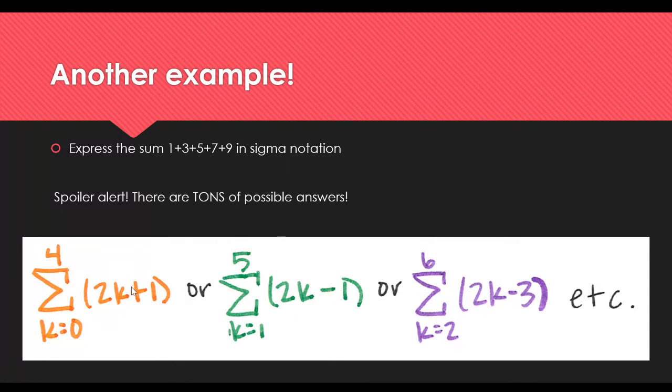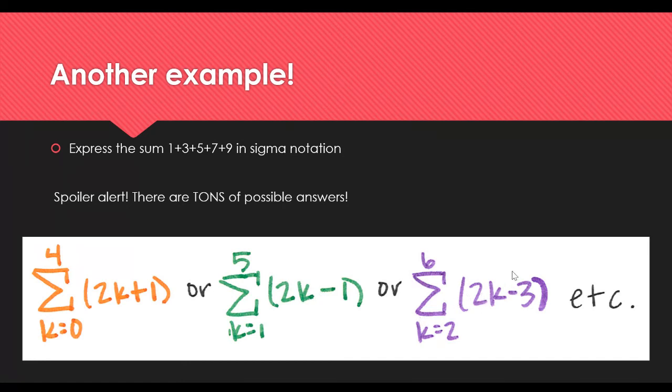2 times 0 plus 1 would be 1. 2 times 1 is 2 plus 1 would be 3, and so on until you get to 2 times 4 is 8 plus 1 is 9. Or instead of doing plus 1, you could do minus 1, but then you'd have to start with 1 to get your 1 that you want to start with and end with 5 to get your 9.